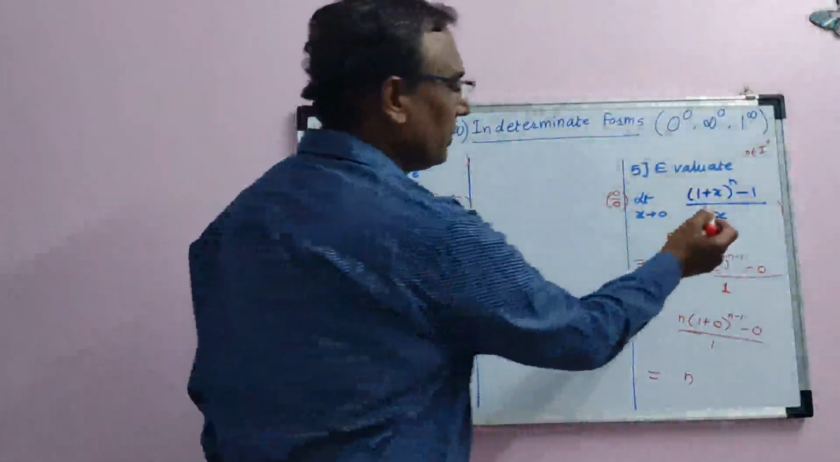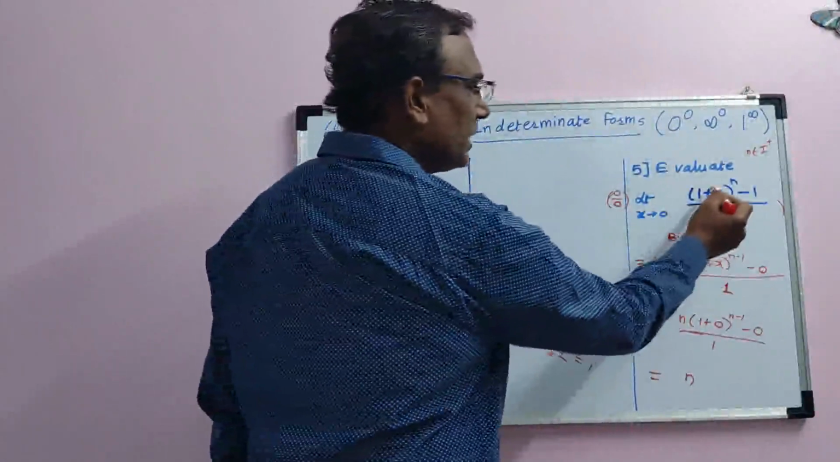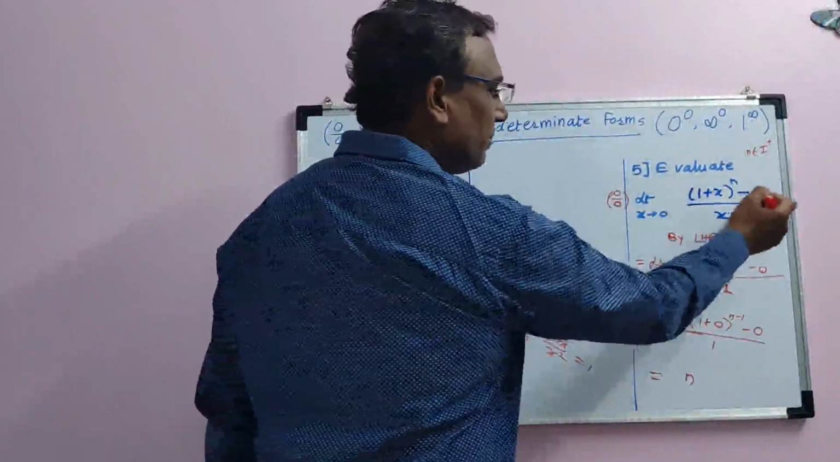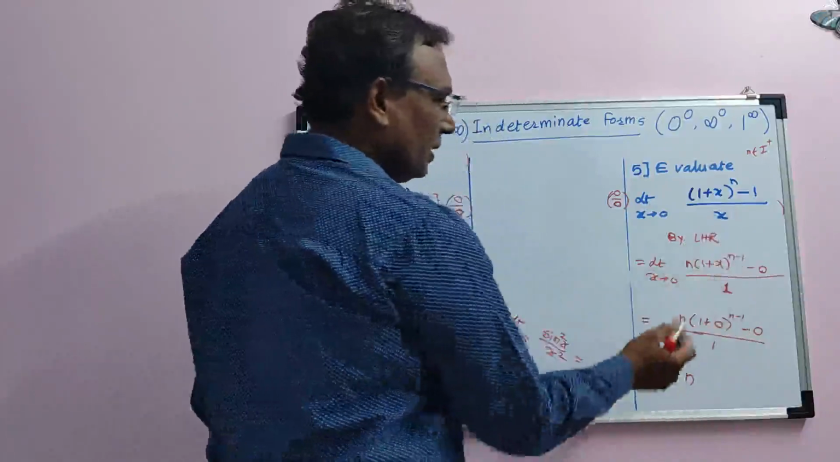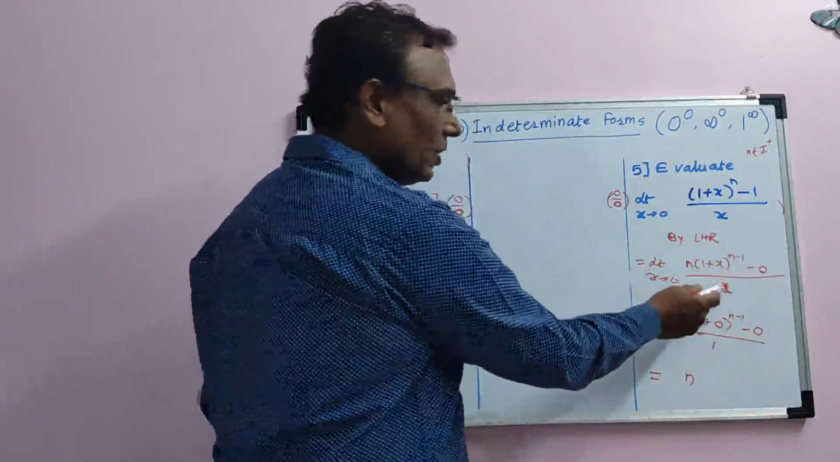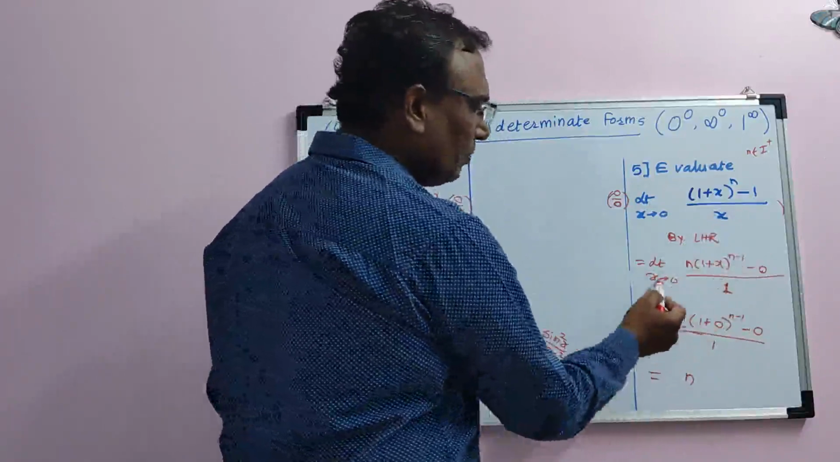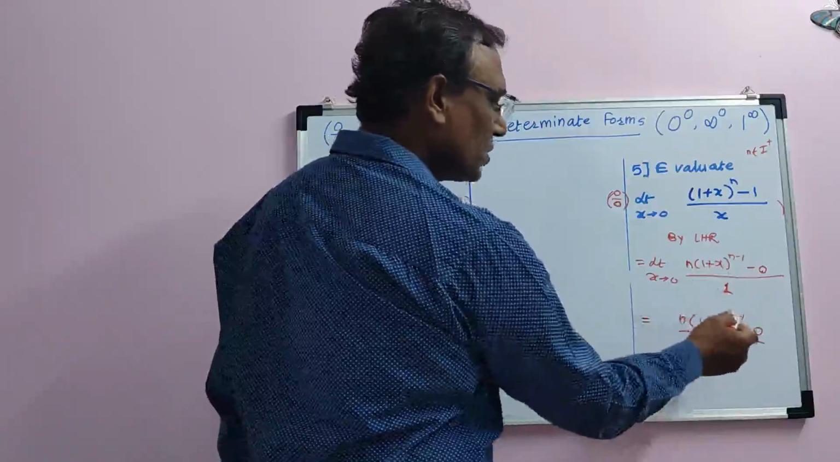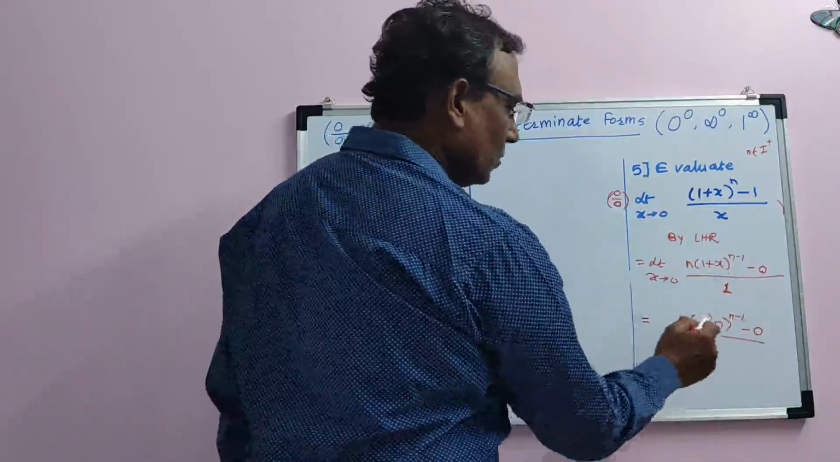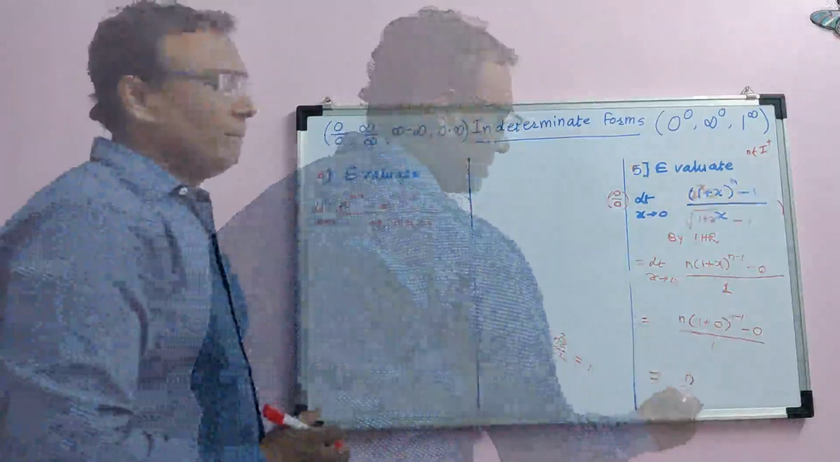Once again I am going to repeat. Apply L'Hospital rule, means take the derivative of this term, the derivative of minus 1 is 0, the derivative of x is 1. Now 1 is there in the denominator, we don't have a variable. So put x equal to 0 in the next step. If you put x equal to 0, 1 raised to n minus 1 is 1, and n into 1 is n. Means the limit is n.